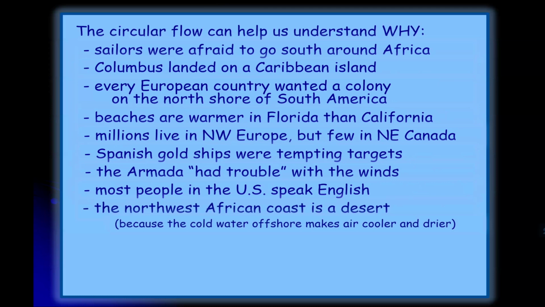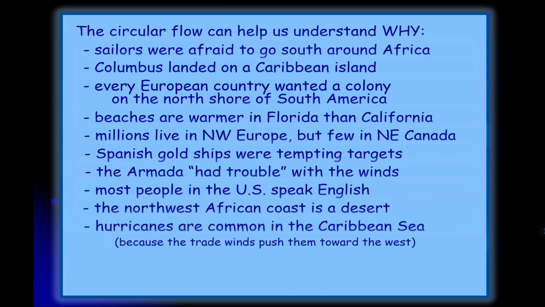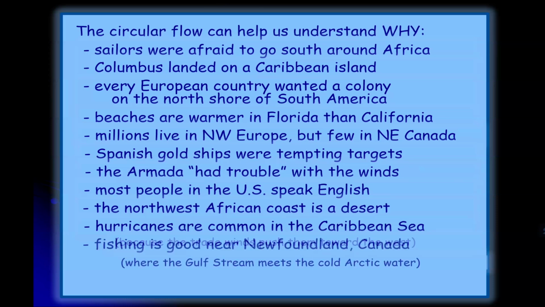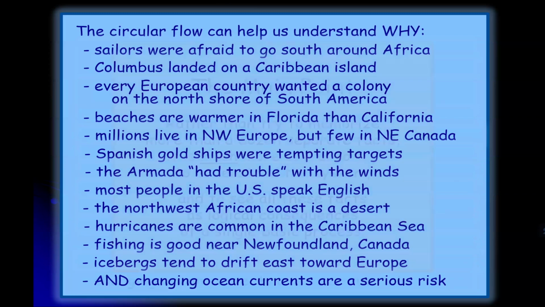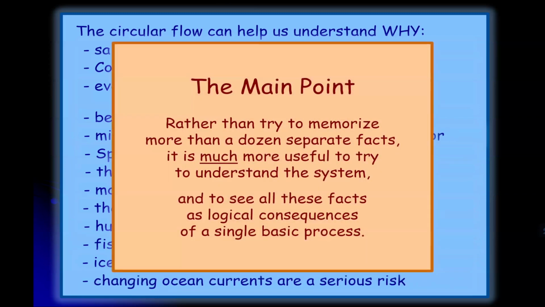It explains why the Northwest Africa coast is a desert, because the cold water offshore makes the air cooler and drier. It explains why hurricanes are common around Miami and in Puerto Rico and Cuba. It explains why fishing is good near Newfoundland. It explains why icebergs tend to drift east toward Europe and knock down ships like the Titanic. And it explains why changes in those ocean currents could be a very serious risk as a consequence of global warming.